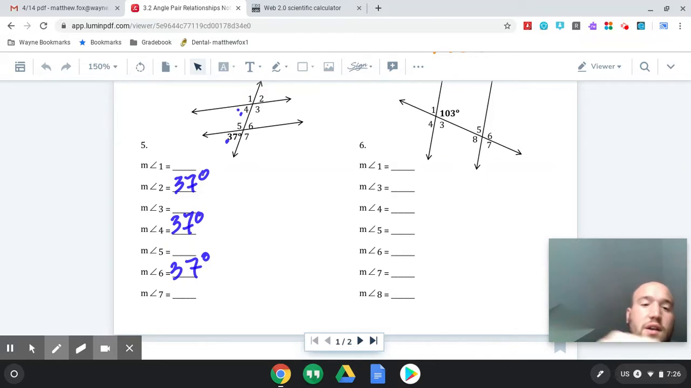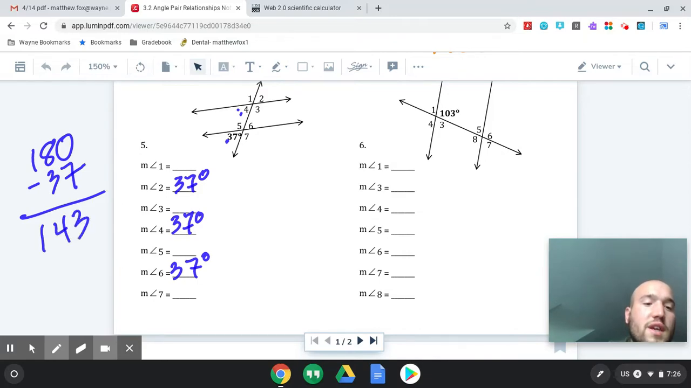Now, to figure out what the other set of angles is, we can take 180 minus that 37 because remember, they are supplementary. Okay, and we're going to get 143 here. 143 plus 37 adds up to 180, showing us that they are supplementary. Okay, so at this point, angle 1 we know is 143. Angle 3 is also 143. Angle 5, 143. And finally, angle 7 is 143.